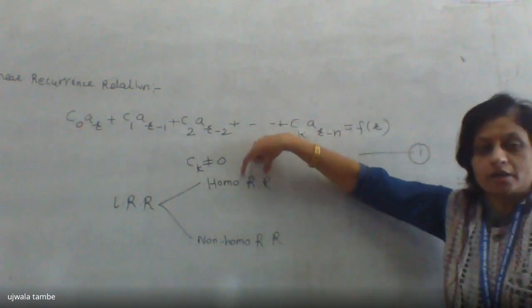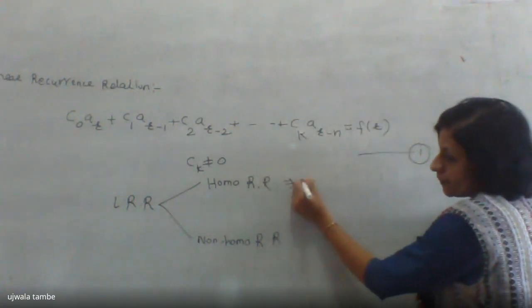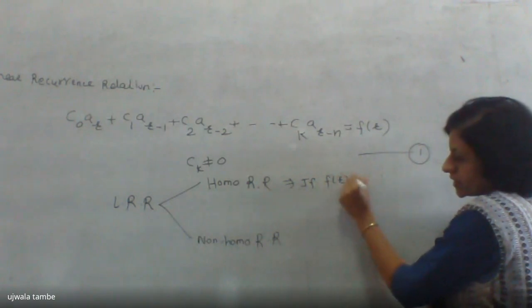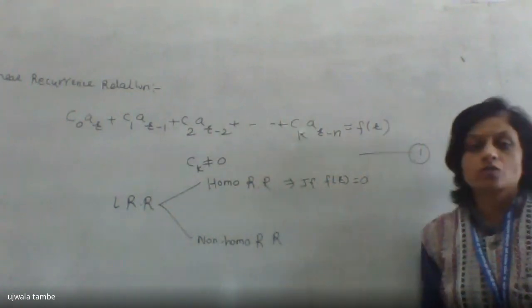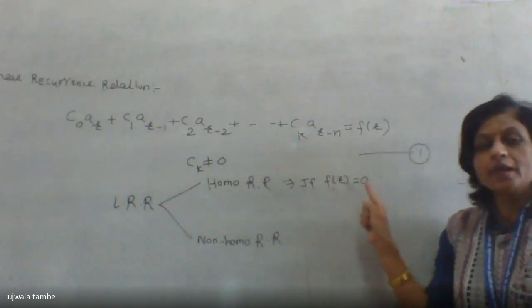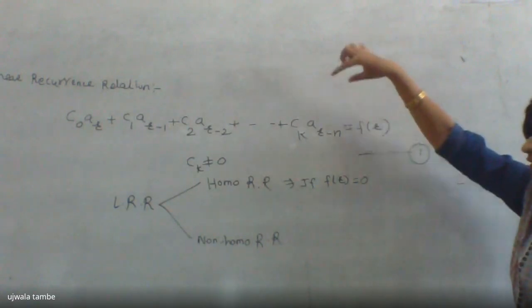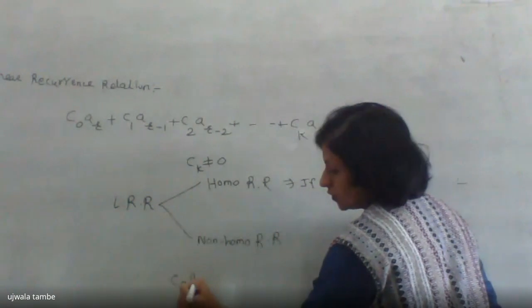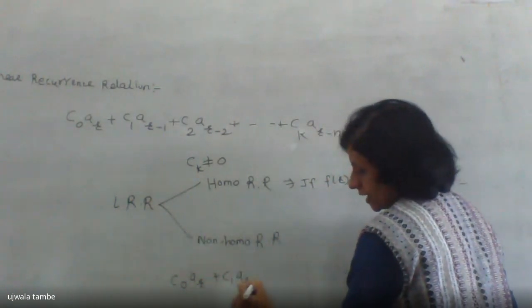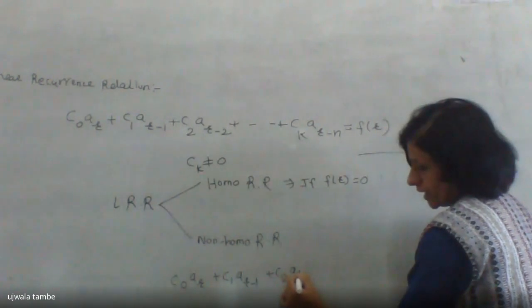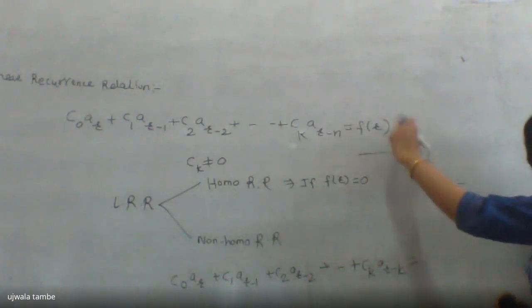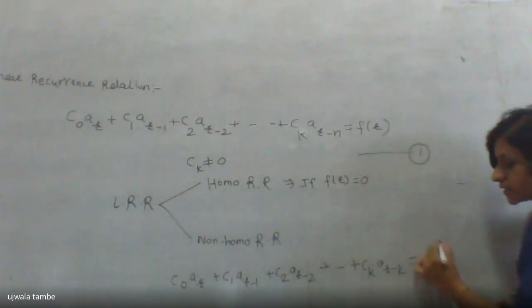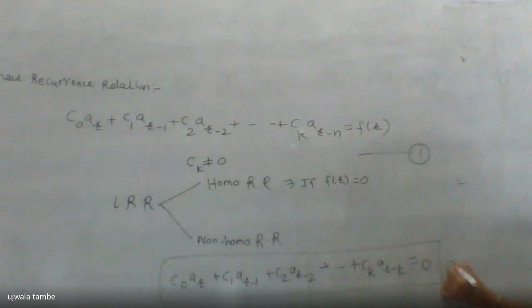First is homogeneous recurrence relation. If f of r is equal to 0, then the given equation is known as homogeneous. Means put f of r equal to 0 in equation 1. Therefore, equation 1 becomes C0 Ar plus C1 A(r-1) plus C2 A(r-2) plus up to Ck A(r-k) is equal to 0. But the value of f of r is 0, so this equation is known as homogeneous recurrence relation.